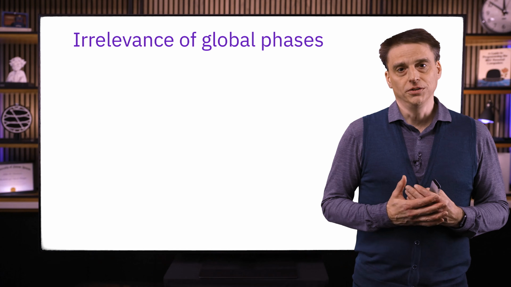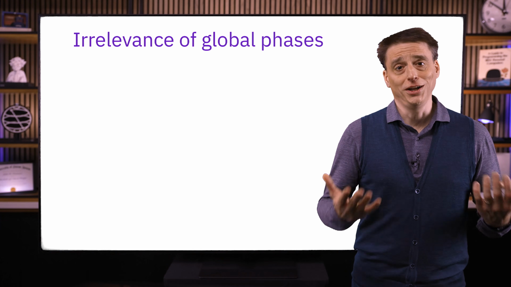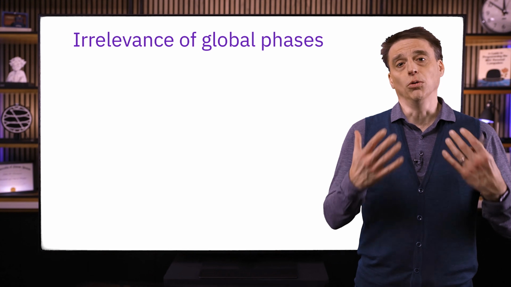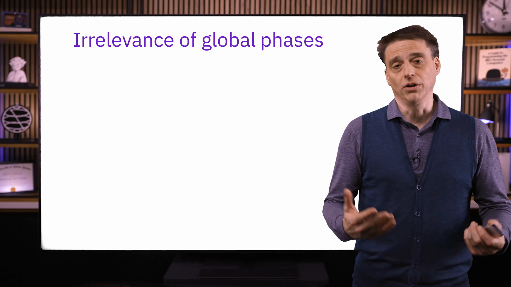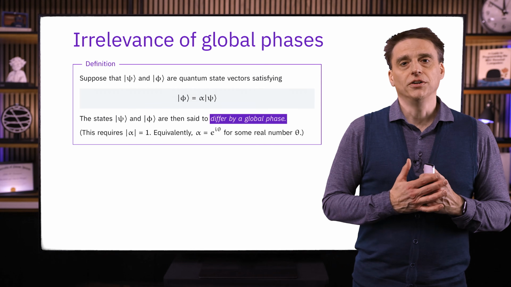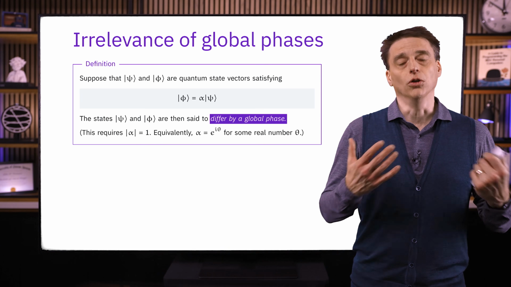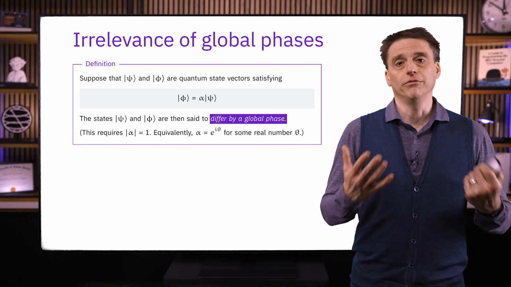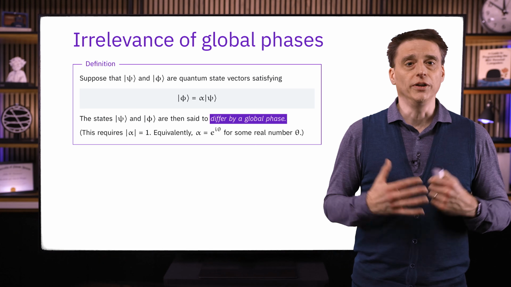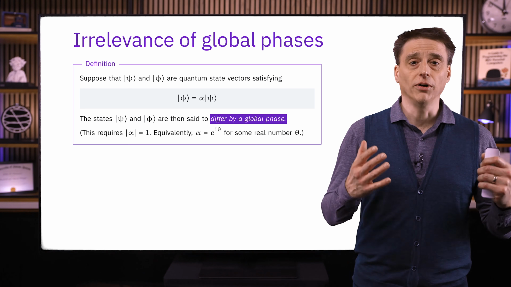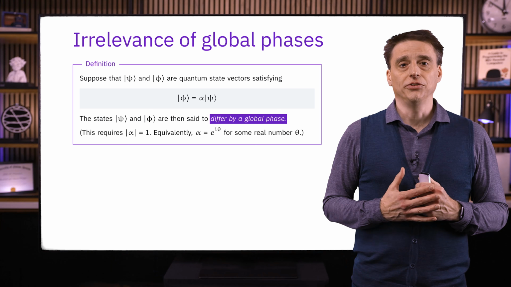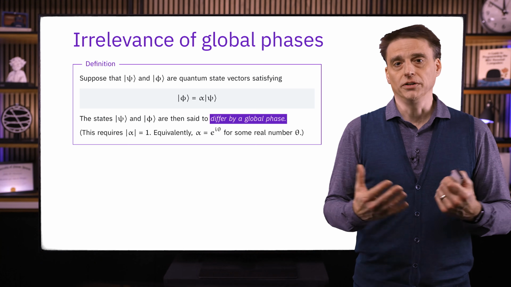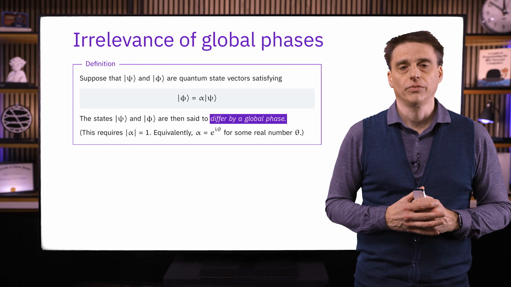The first limitation, which maybe isn't so much of a limitation as it is a degeneracy, concerns the issue of global phases that I mentioned a short time ago. Here's the definition of what we mean when we refer to a global phase. If we have 2 quantum state vectors, psi and phi, such that one of them is equal to the other one multiplied by some complex number alpha, then we say that the states differ by a global phase, or alternatively, that they're equivalent up to a global phase.